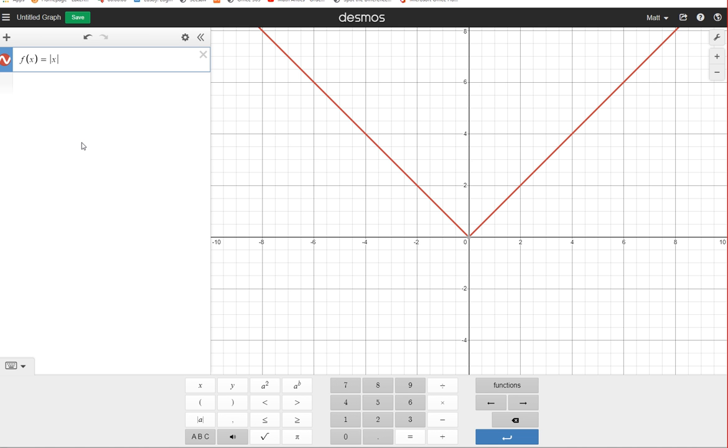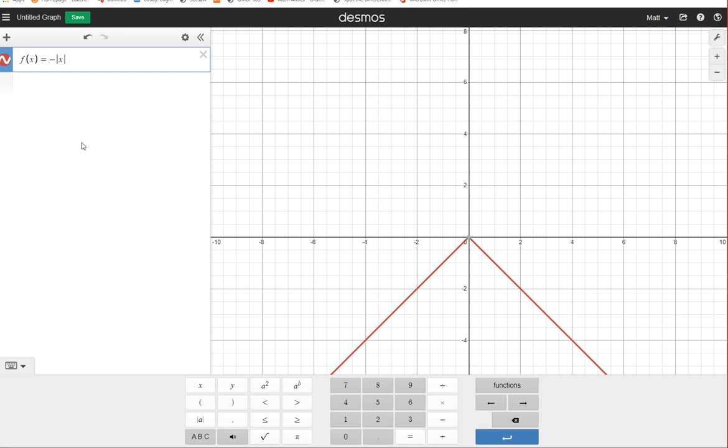Okay, so to make it reflected in the x-axis, I'm going to put a negative in front, and all of a sudden, it's now going to be pointing downwards. Yeah, Sam, that's exactly right. We put a negative in front.